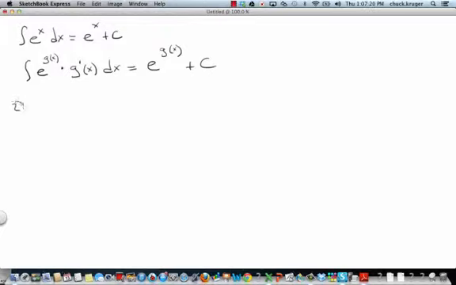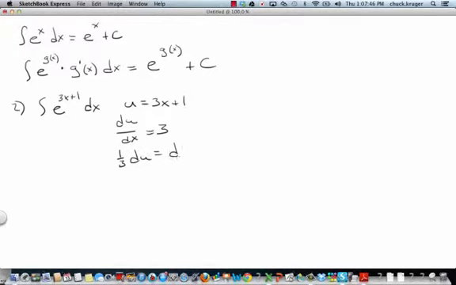Alright, so we're going to take a look at some problems like that. And here's example 2. And I have the integration of e to the 3x plus 1 dx. So what I'm going to do is I'm going to let u equal 3x plus 1. That means du dx is equal to 3. That means 1/3 du is equal to dx. Okay, I multiplied both sides by dx and then multiplied both sides by 1/3. That means where I see this dx, I can replace it with this 1/3 du.